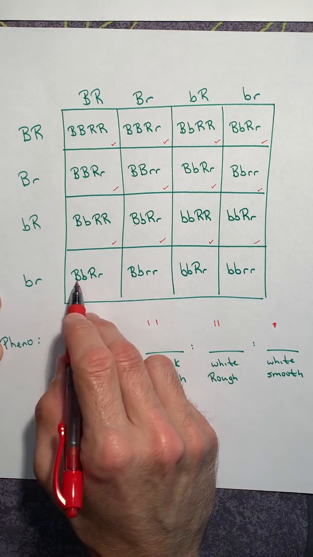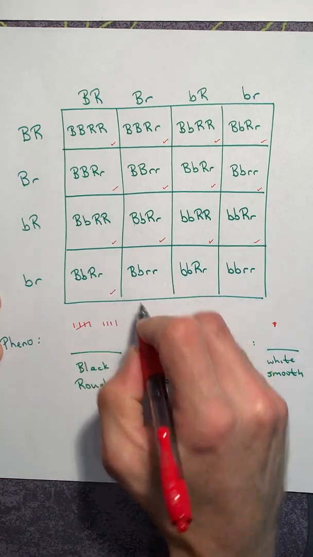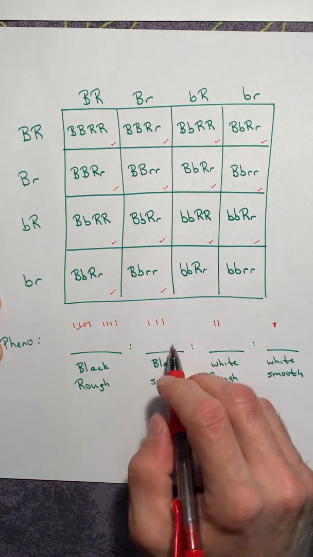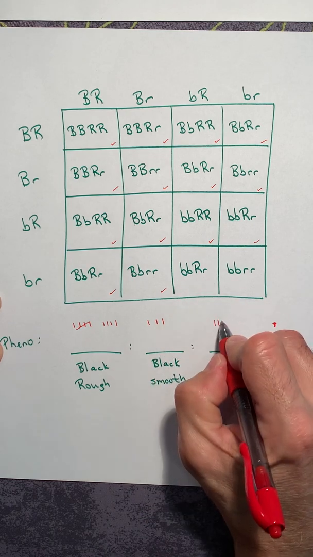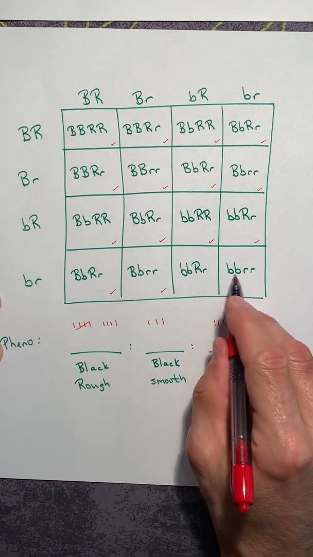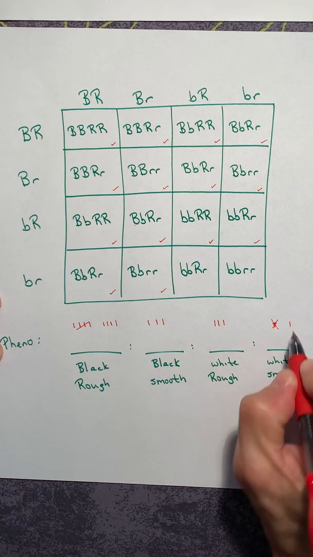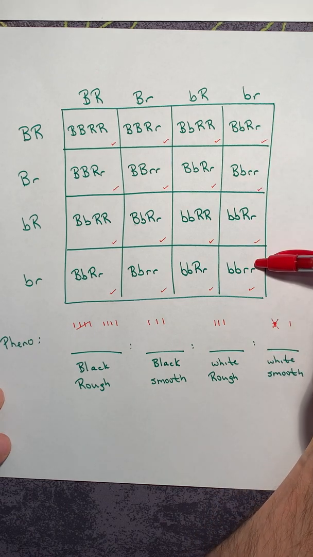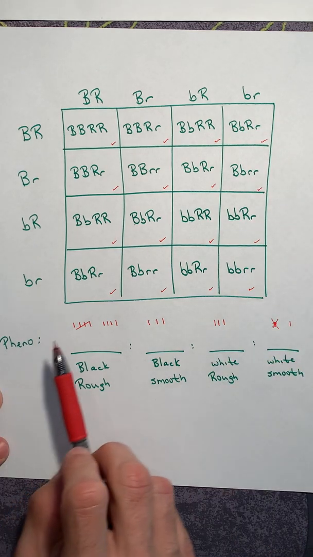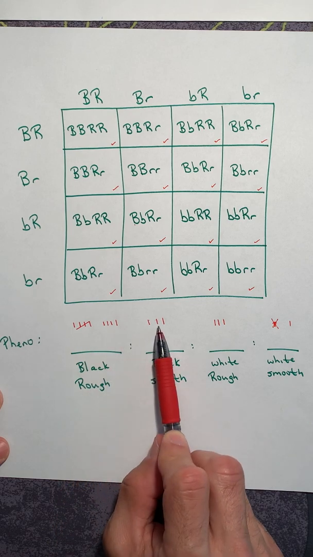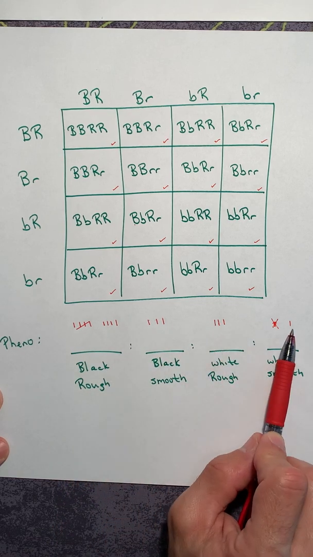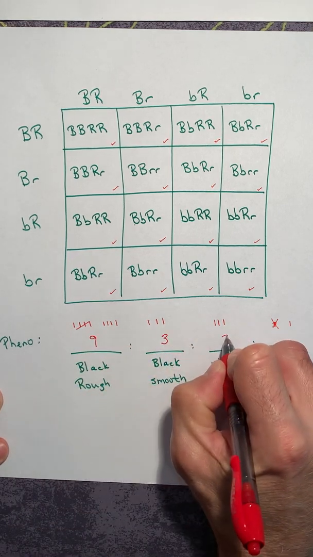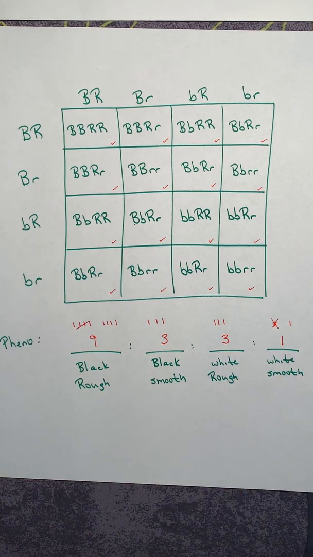So then here, black and rough, black and smooth, white and rough, white and smooth. So this one should not be here. Okay, so we have 4, 8, 12, 16 boxes. Let's be sure that we have 16 tick marks. 5, 9, 10, 11, 12, 13, 14, 15, 16. So our ratio is 9 to 3 to 3 to 1.